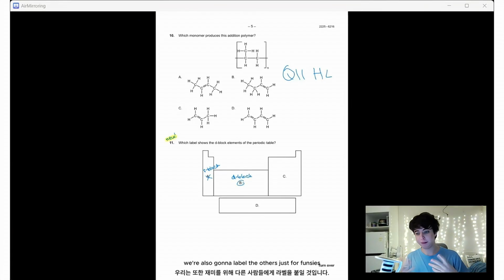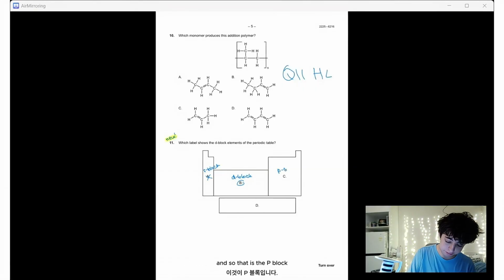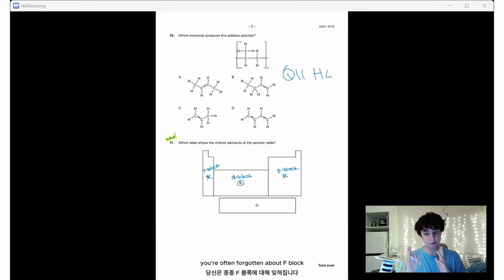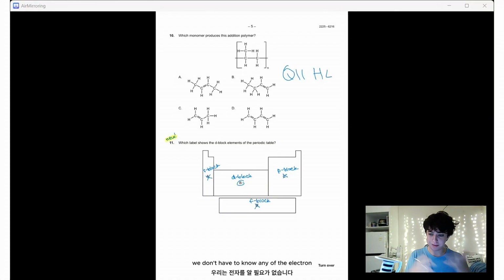B is correct, but we're also going to label the others just for funsies. C is where you have your P block coming in, making it incorrect. And then D is your often forgotten about F block. We don't have to know any of the electron configurations of anything in the F block, but we do have to know that it exists and where it's located. So it's always good to go over it. So the answer for this number 11 is B.